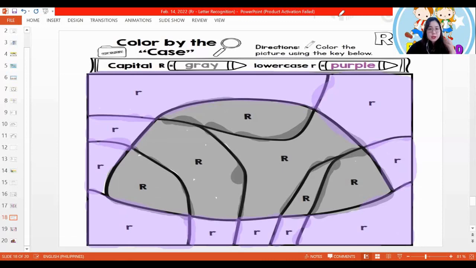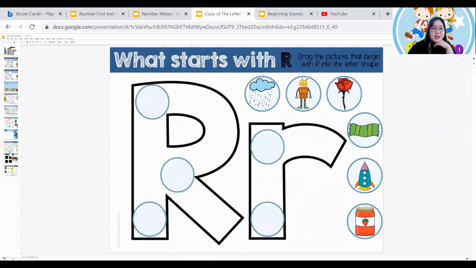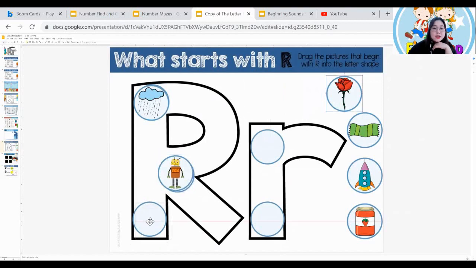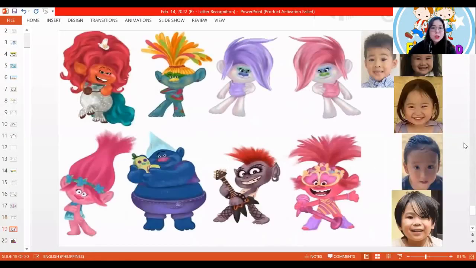What letter did we learn today? We learned about the letter R. And what are the pictures that start with the letter R? We have R is for rain, R is for robot, R is for rose, R is for rug, and R is for rocket. All these pictures have the R sound in the beginning. Everybody did a good job because they finished their work today.